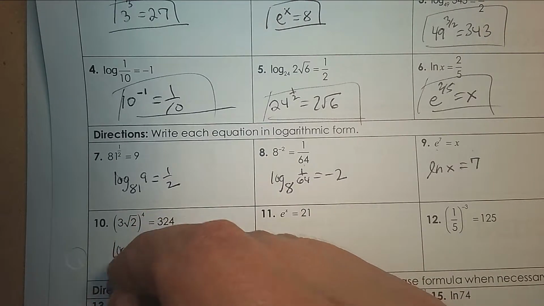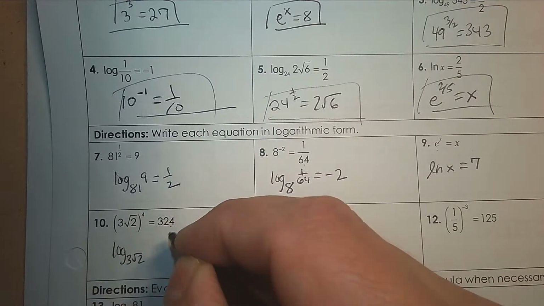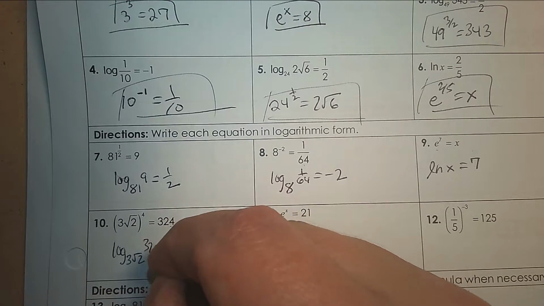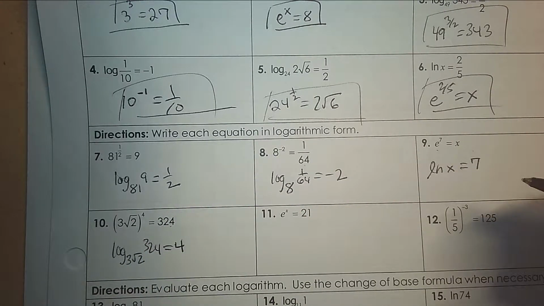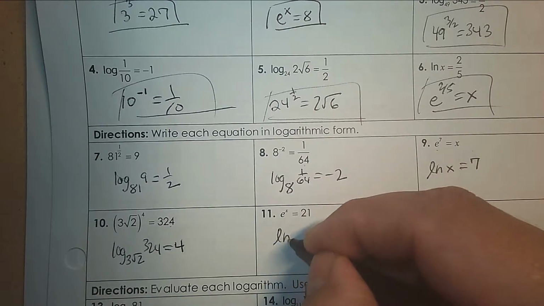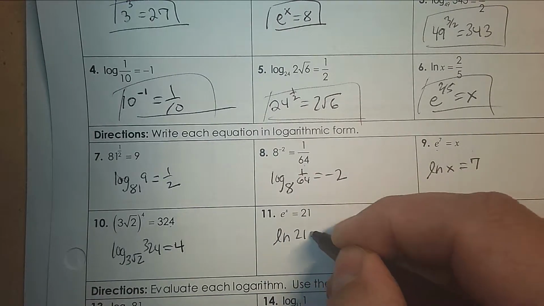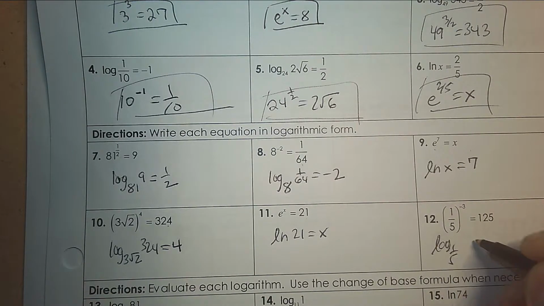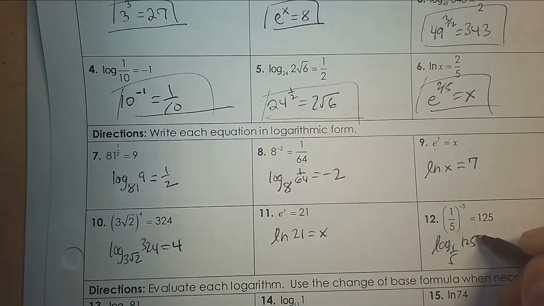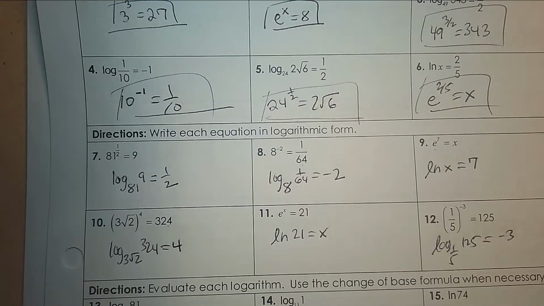Logarithm, the base is 3 root 2, the answer goes inside, and then the exponent 4. E, that's ln. 21 goes inside, equal to the exponent. Here, log of 1/5, the answer goes inside, and it's equal to the exponent.